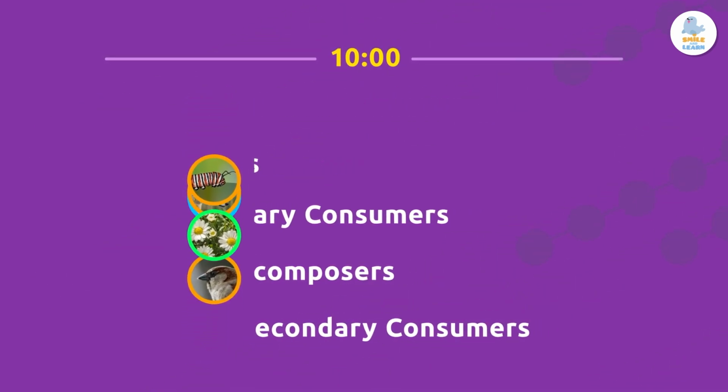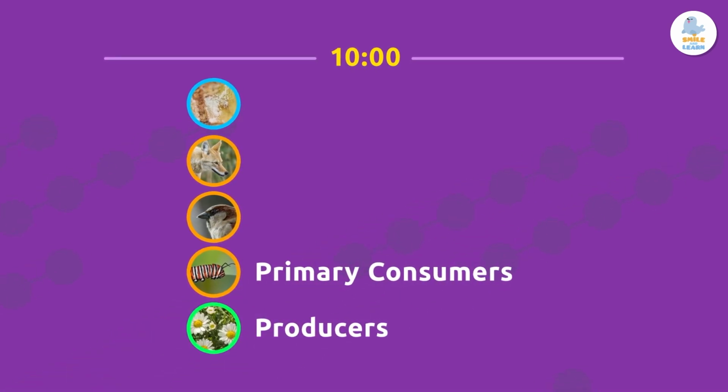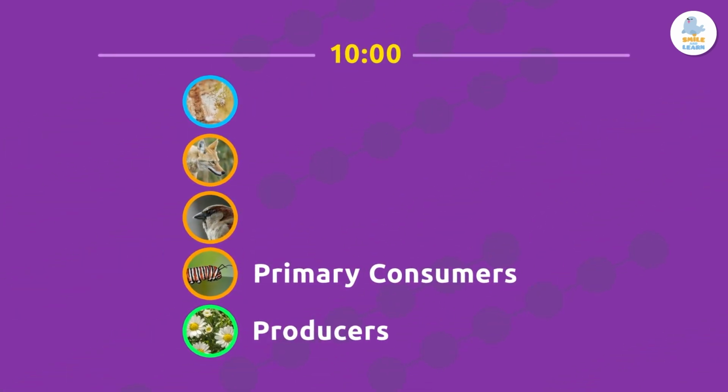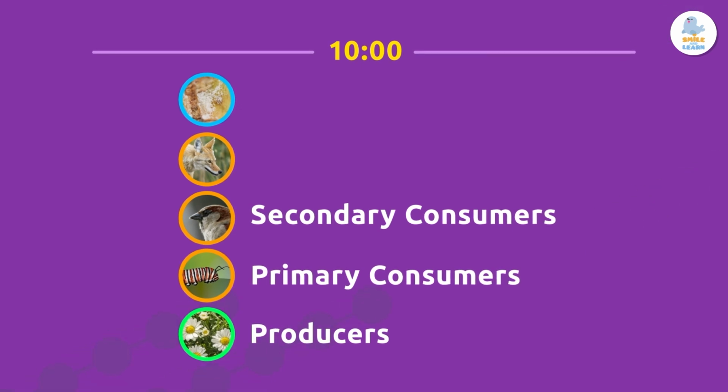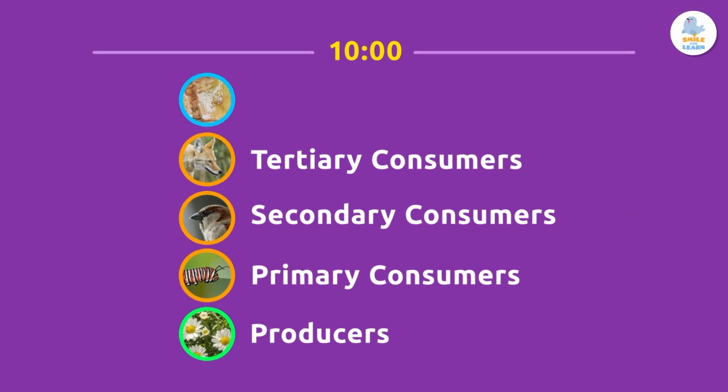Got it? Let's see if you have it right. First, we have the producers. Producers are eaten by primary consumers. Primary consumers are eaten by secondary consumers. And secondary consumers are eaten by tertiary consumers.